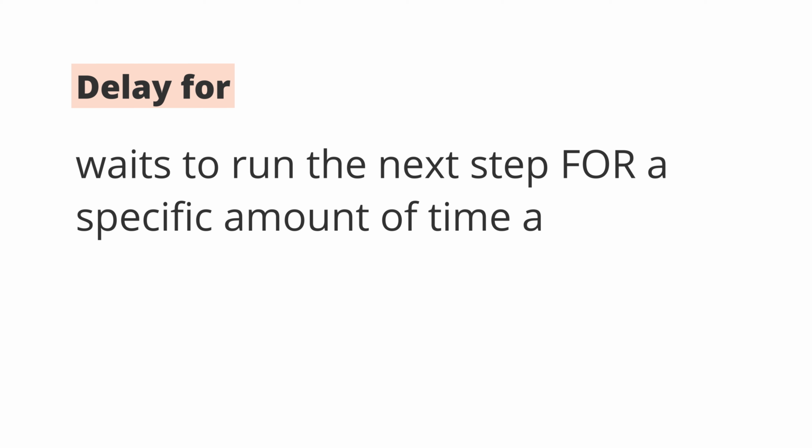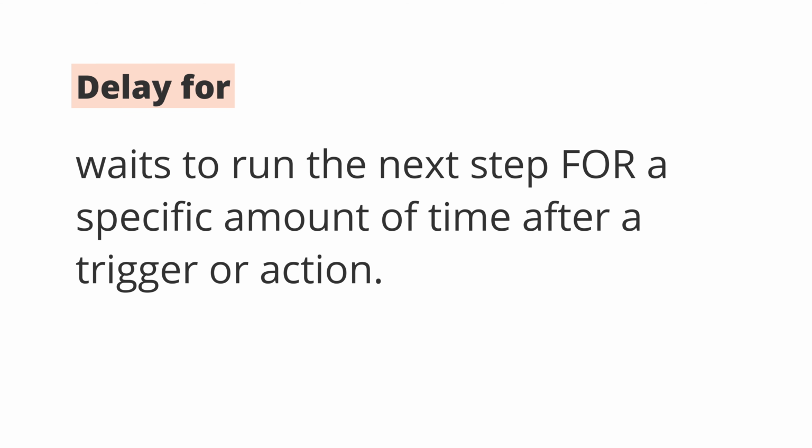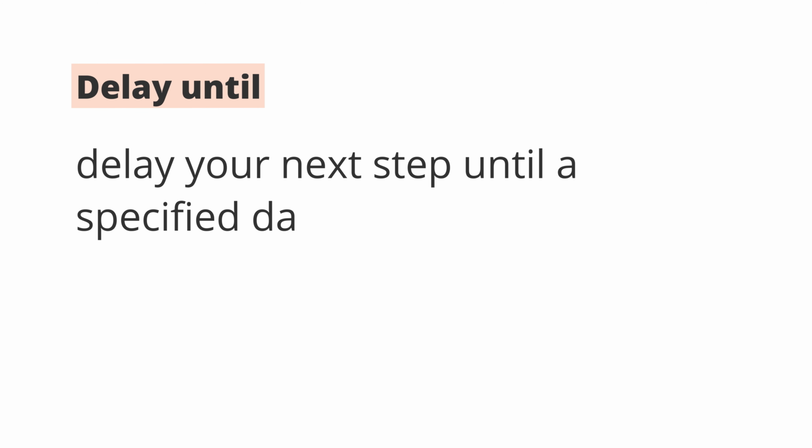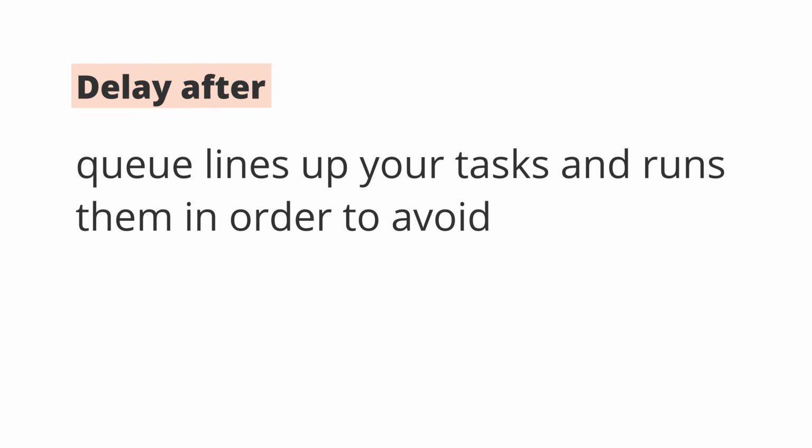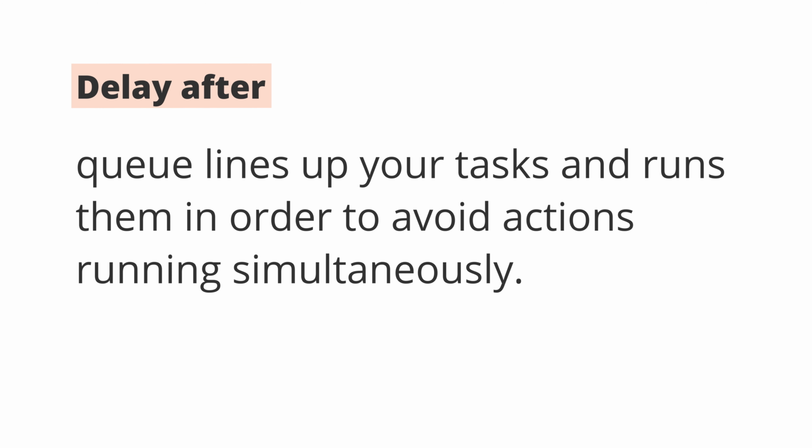To recap, delay spaces out the timing for when each step of your Zap runs, and there's 3 types of delays. Delay for waits to run the next step for a specific amount of time after a trigger or action. Delay until will delay your next step until a specified day or time. Delay after queue lines up your tasks and runs them in order to avoid actions running simultaneously. So when you want your Zap to take a chill pill, try a delay step.